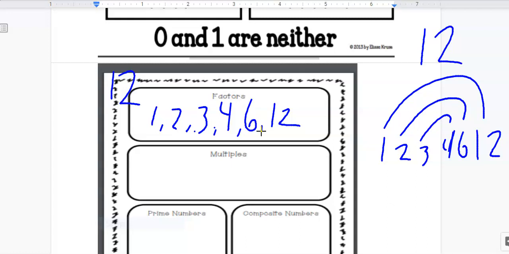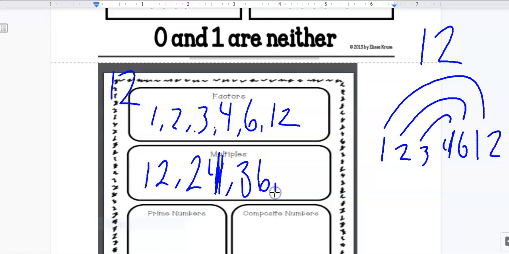Now, if we're going to do multiples of 12, we would be multiplying by the number 12. So our first one would be 12, right? Because 1 multiplied by 12 is 12. The next one would be 12 multiplied by 2 is 24. Then we'd have 3 multiplied by 12 is 36. 4 multiplied by 12 is 48. And you see it just keeps going. The next one would be 5 multiplied by 12, which is 60, right, kiddos? So then you just keep moving it on and on and on in that way.